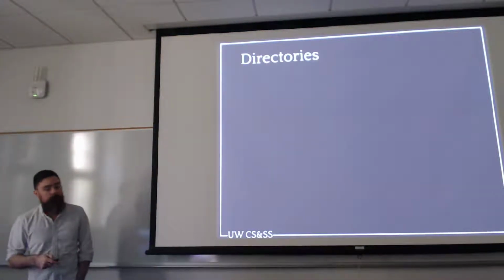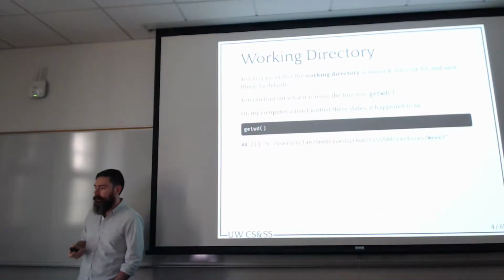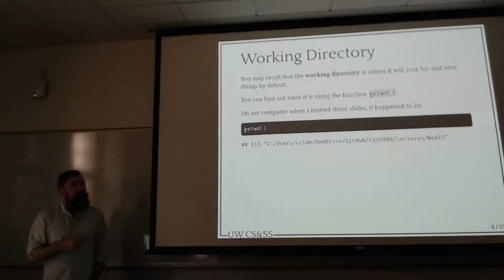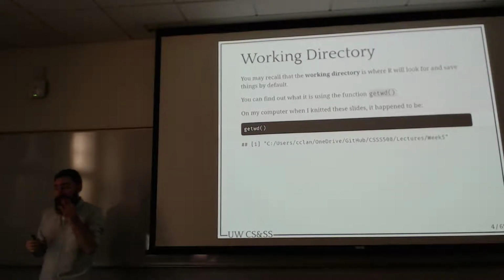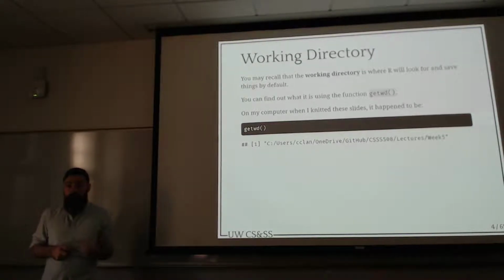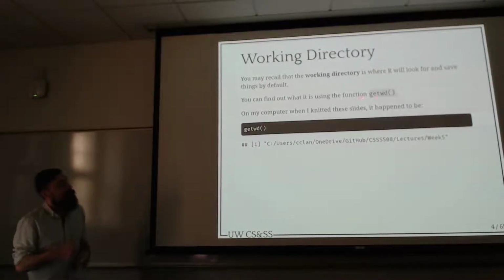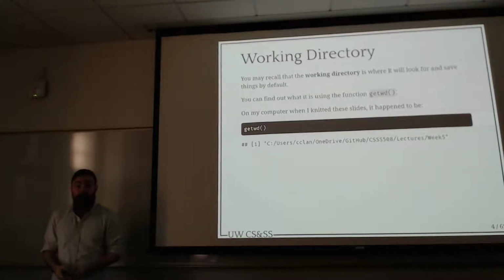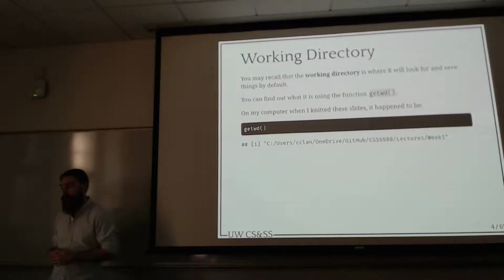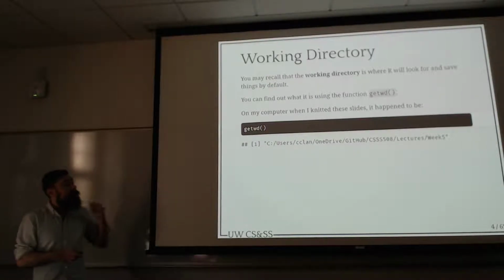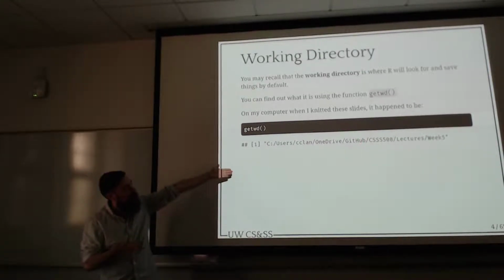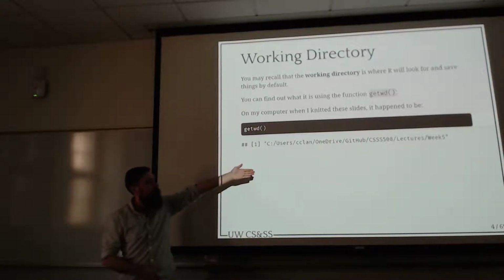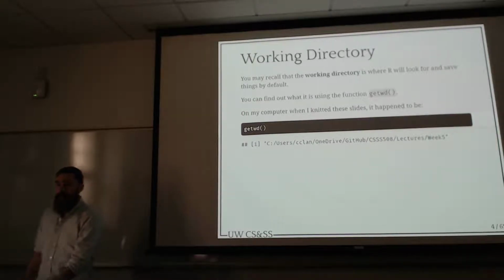Okay, first thing, I want to review directories a little bit. You might remember that R looks for things like files that you want to open, files you want to save. It does all that in something called your working directory, right? If you want to find out what your current working directory is, getwd will print out what that is in your console, or actually it writes it as a string if you want to save it to an object. When I ran these slides, the working directory happened to be here, my C drive, my OneDrive, GitHub, CSSS, my lectures, all the way down into week 5. This is what it was when I ran it.